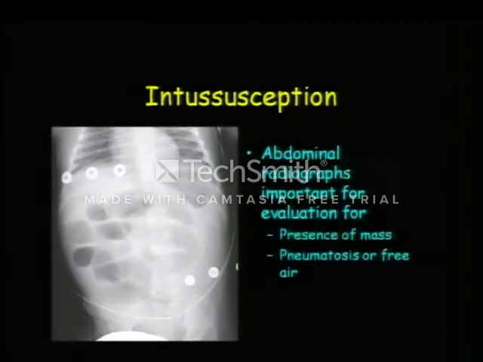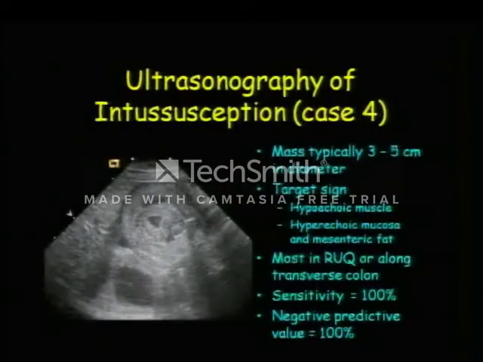It doesn't matter how long the intussusception has been there. That's not a contraindication for an enema. And again, if we cut across, here's the typical target sign, which you have the mucosa, the fat, mucosa muscularis, mucosa muscularis. You may have some fat from the mesentery pulled into the bowel, into the intussusception. It's most common in the right upper quadrant or along the course of the transverse colon.